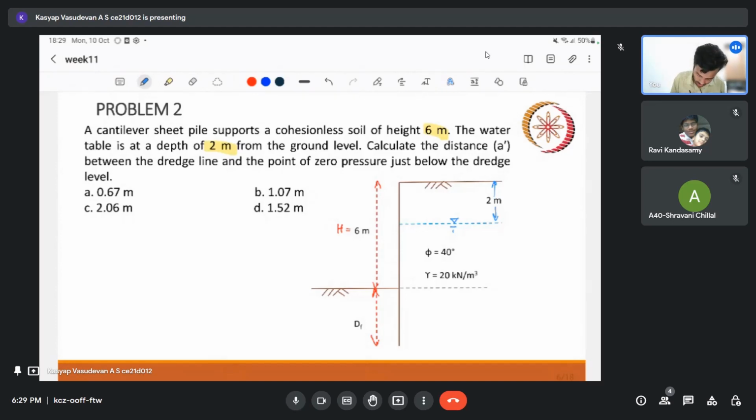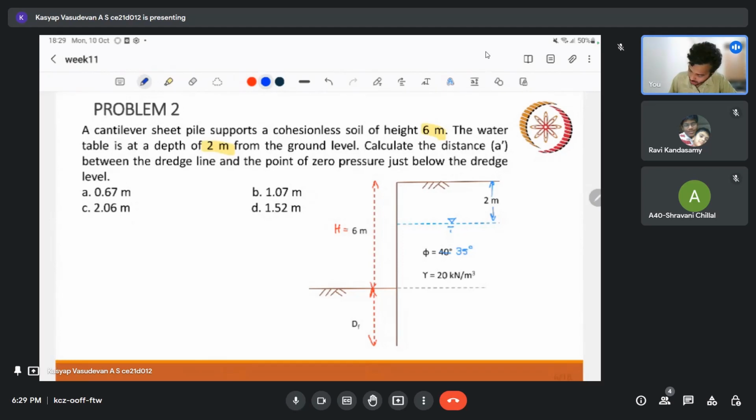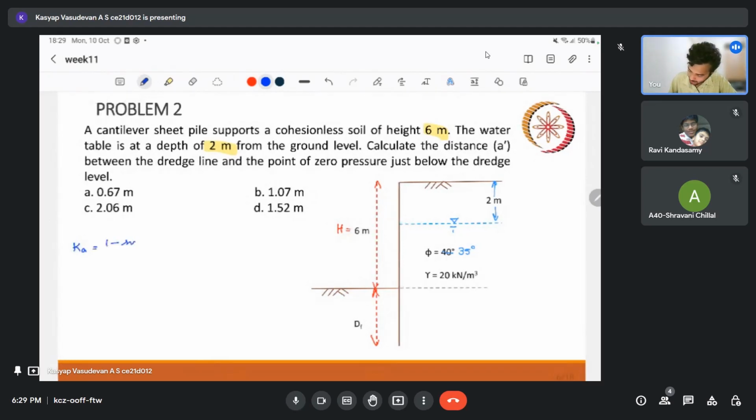Okay, I think there is a mistake here. This is not 40, this is 35 degrees. Okay, so let us just solve this Ka and Kp, so that we need, anyway we need it in future. So Ka is 1 minus sine 35 divided by 1 plus sine 35. If we solve this, we will get 0.271, and Kp will be 1 plus sine 35 by 1 minus sine 35. This will be 3.69.